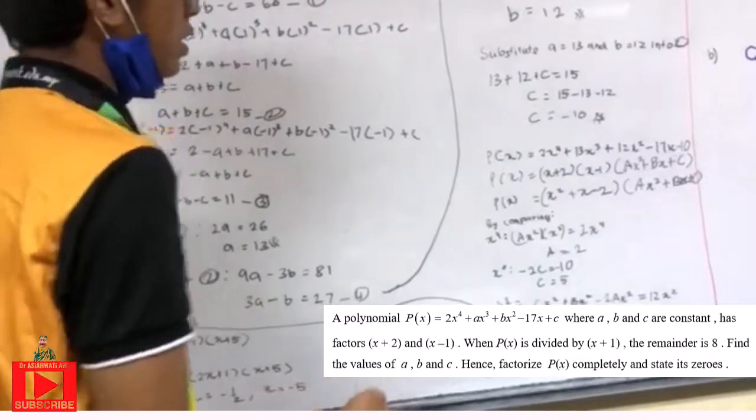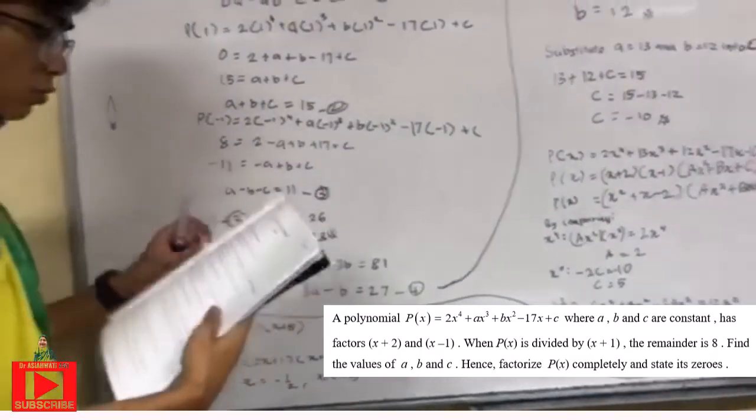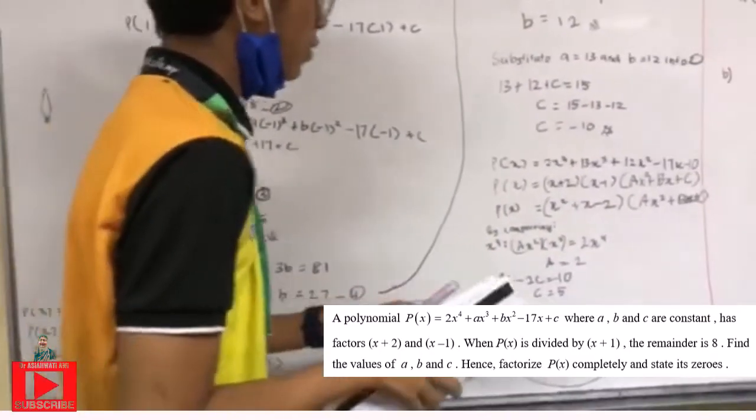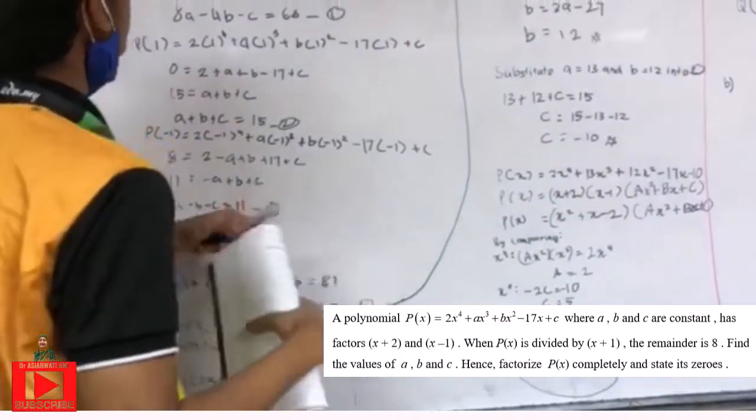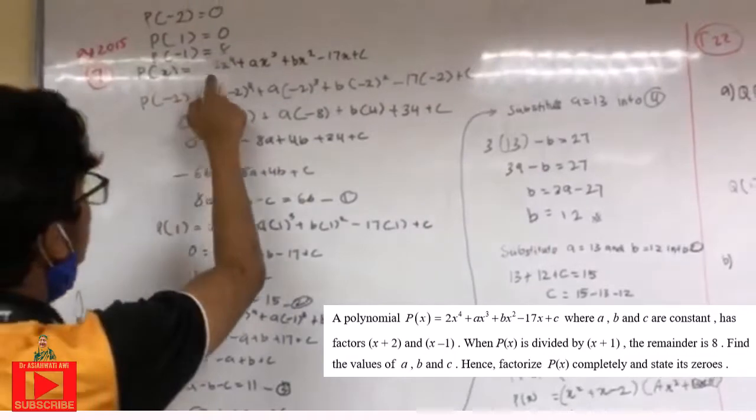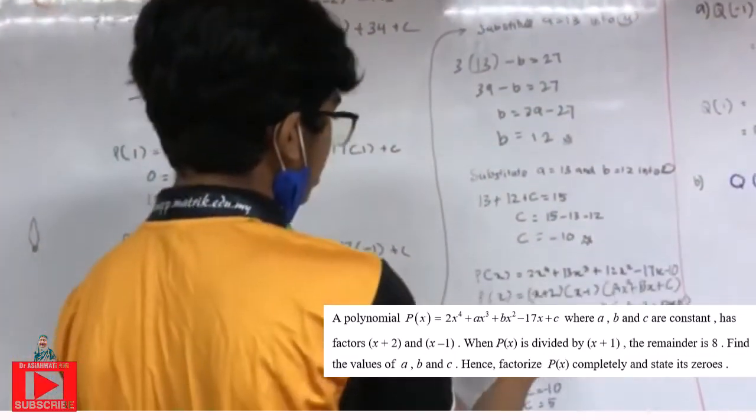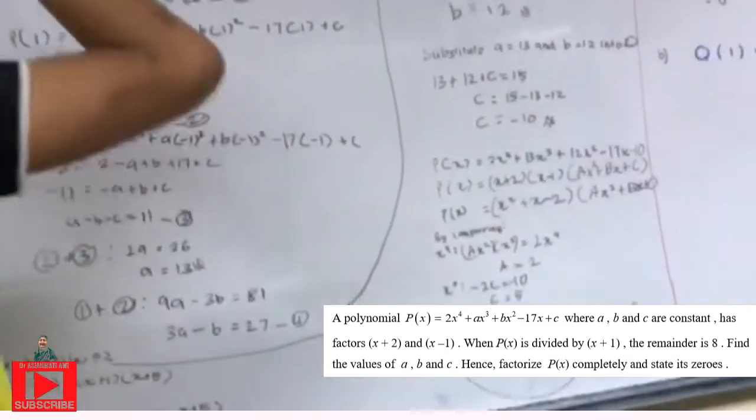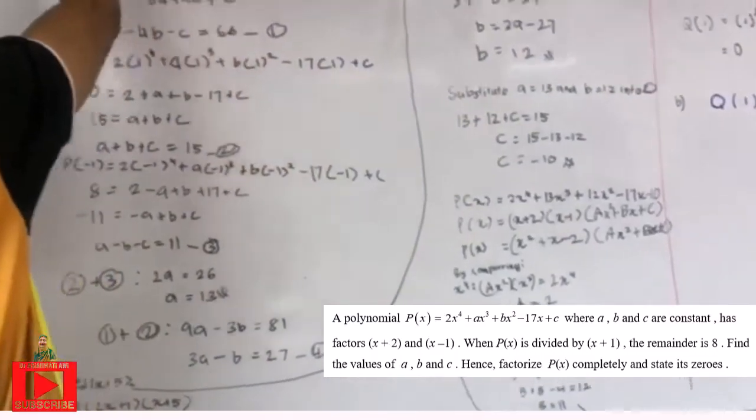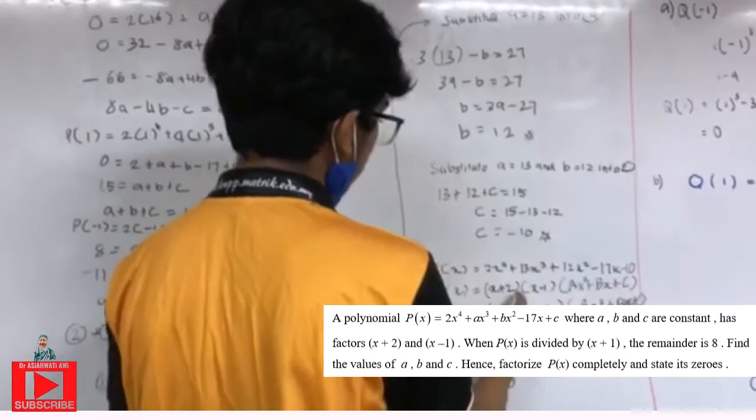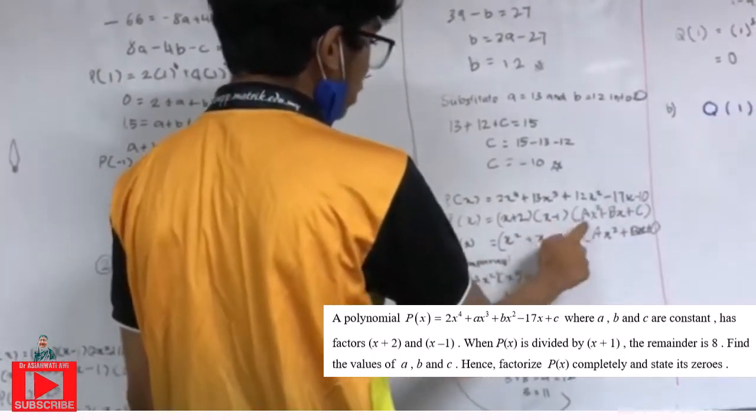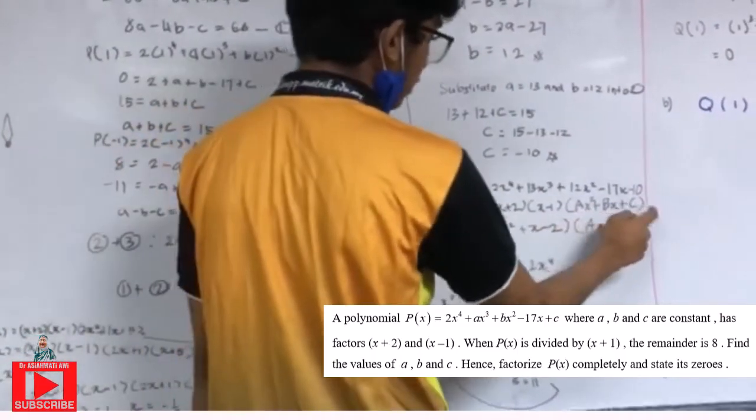Lepas tu dia suruh cari zeros of P(x). So kita kena salin balik equation P(x) ni. Lepas tu kita kena buat general form dia. Kita dah dapat dua value dah untuk factor. So kita ambil balik, x plus 2, x minus 1. Lepas tu general form dia a plus b plus c.